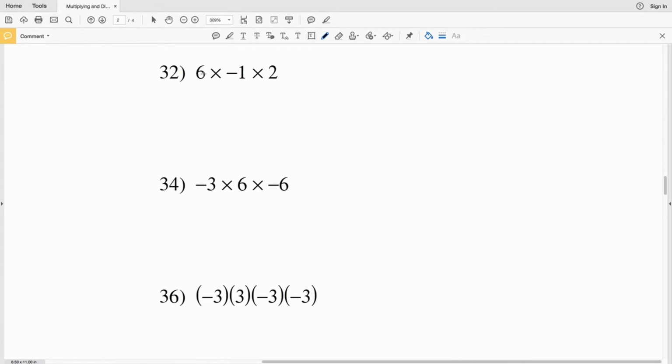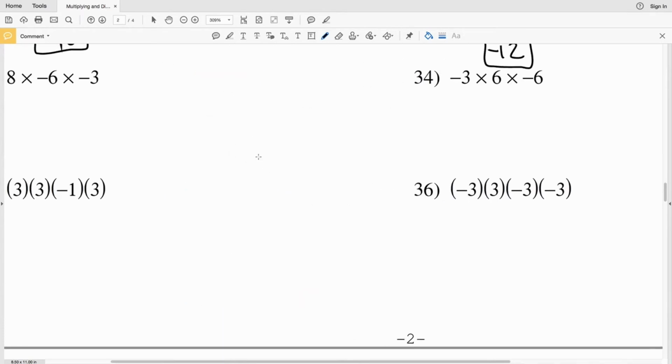For 32, we have a positive times a negative, which will result in a negative, and then that's multiplied to a positive. So negative times a positive will result in a negative. Doing the math, 6 times negative 1 is going to give us a negative 6. And we're left with the times 2. Negative 6 times 2 will give us a negative 12. So for number 32, we get negative 12.